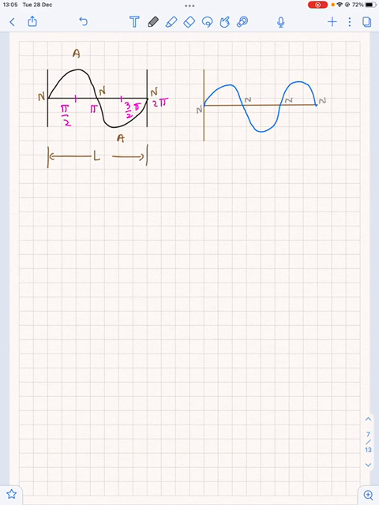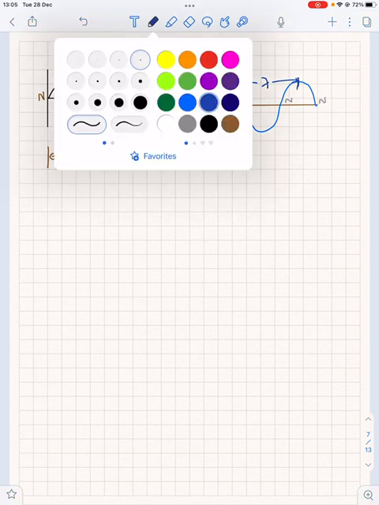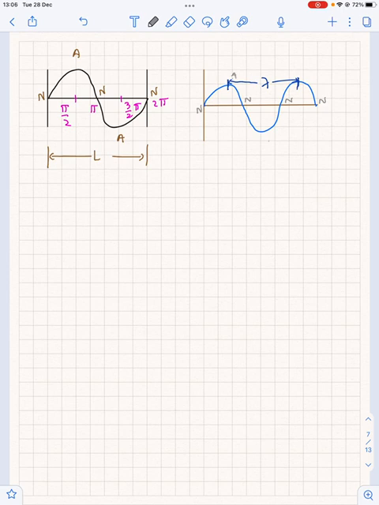Now we can simply label the lambda here. This is lambda, from crest to crest, which equals lambda. Now from crest to crest, we actually have antinode here. This is antinode, this is antinode down there, and this is antinode here. So from here, actually, we can measure the lambda.